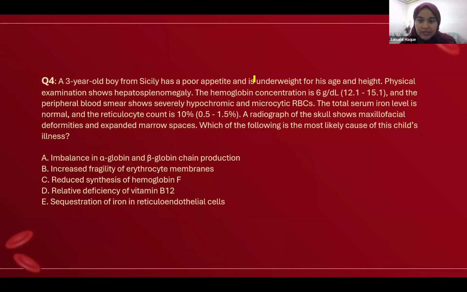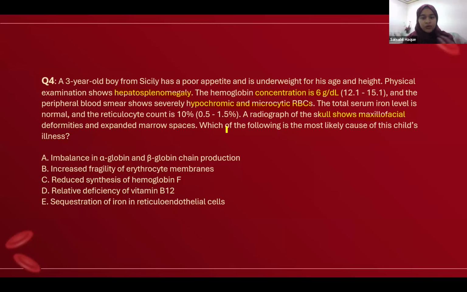So let's go over the case. He's underweight for his age and height, and he shows hepatosplenomegaly. Then the concentration is low, hemoglobin is low, peripheral blood smear shows hypochromic microcytic cells. Total serum iron level is normal, reticulocyte is 10. Okay, then in his skull, you see maxillofacial deformities and expanded marrow spaces. Okay, so this is thalassemia, basically.